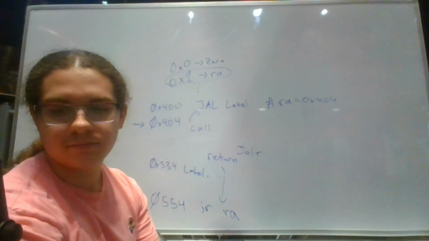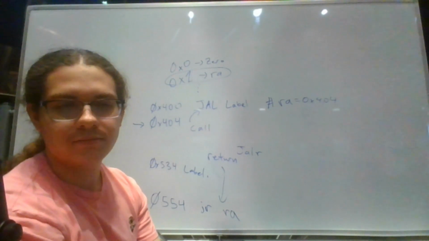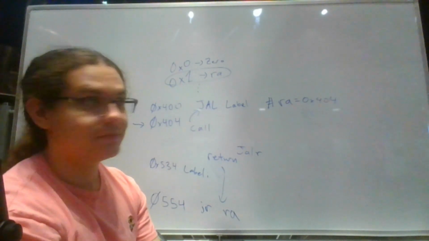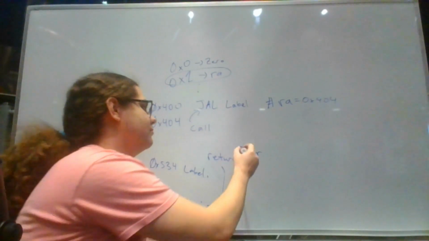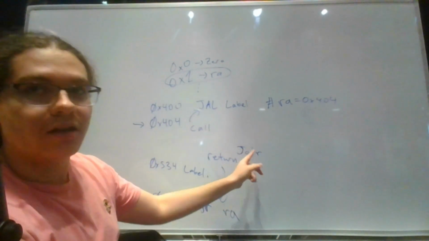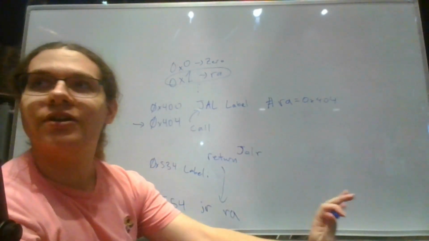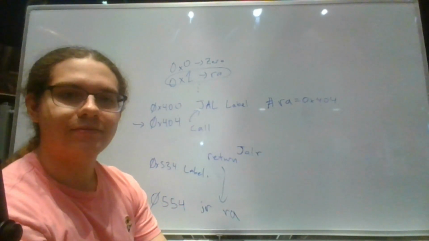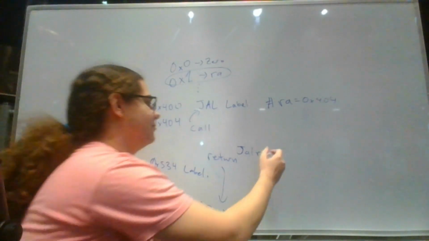I would think that it would jump back, but the thing is that it says "and link register." Like, yeah, that's what the JALR stands for: Jump and Link Register. So is it linking back to RA?